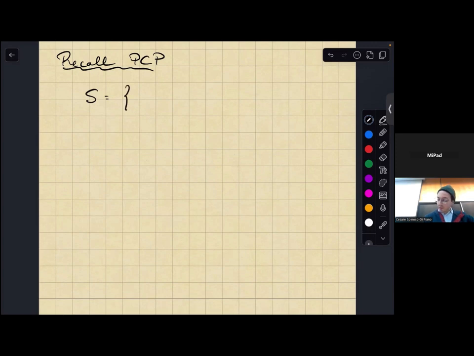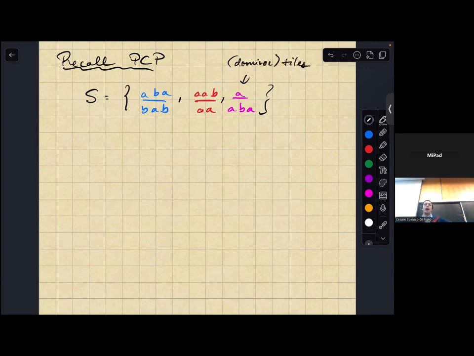So we have a set of, let's say, 3 strings: A, B, A, B, A, B, and then A, B, A, and A, B, A. These are like my domino tiles, in case you've ever played dominoes. The goal is to see whether you can use any number of tiles and arrange them in such a way that the top, when you read it from left to right, is the same as the bottom.